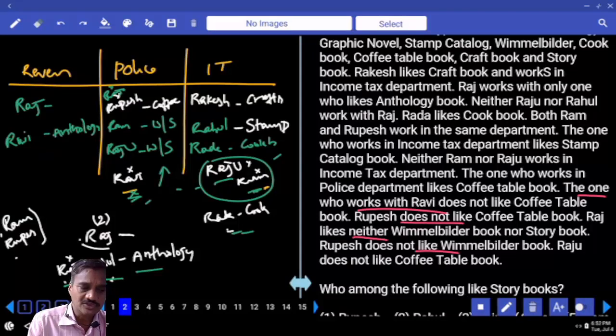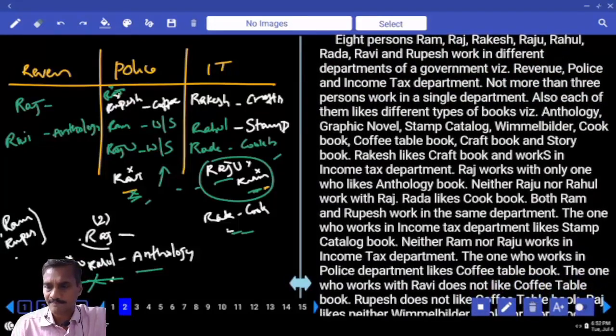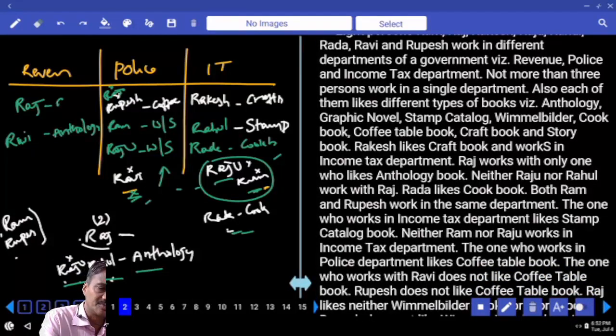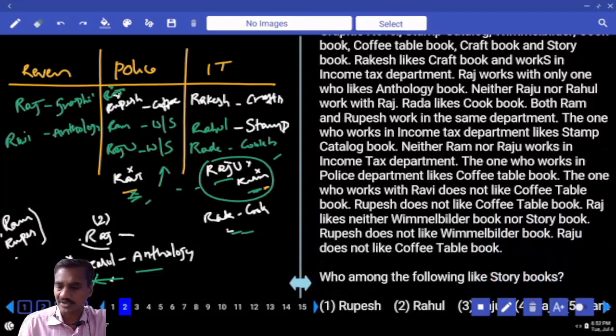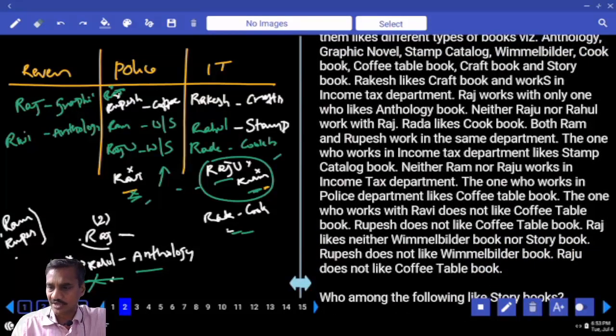And if these two are done, now we are left with what? And what is that one? Craft, anthology, graphic novel. Now this person likes a graphic novel. Then between these two, Ram and Raju, any information regarding this one? Neither Ram nor Raju works in income tax. The one in the police department is Ravi.